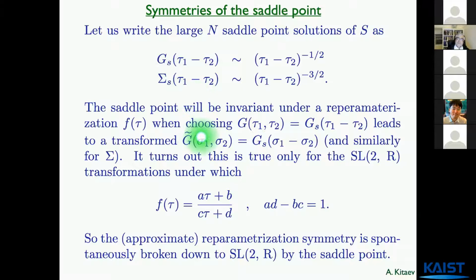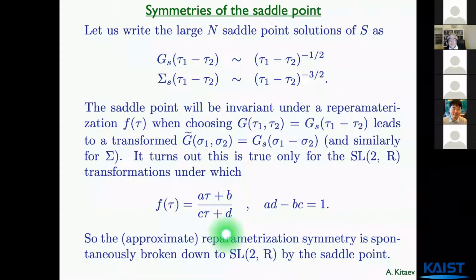So here you have a diffeomorphism symmetry. And what is left over at the physical saddle point? Well, what f of tau will give you a G tilde which has the same form as G? And it turns out it's these fractional linear transformations. The group SL(2,R) is the set of transformations which leave the ground state, or the vacuum, of the system invariant.